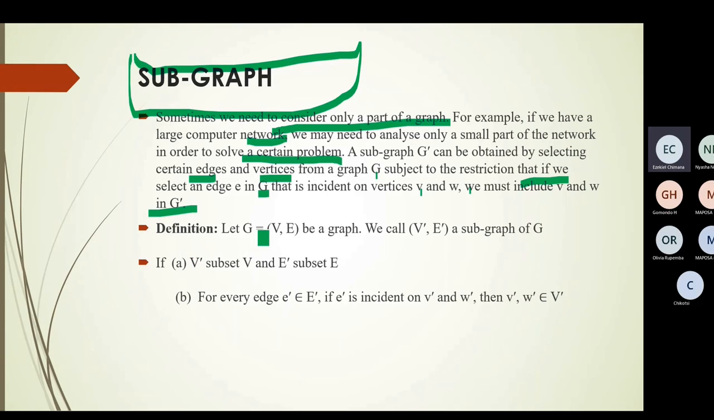So the definition: let G be a graph with V and E. We call V prime and E prime a subgraph of G if V prime is a subset of V and E prime is a subset of E, and for every edge in E prime, if E prime is incident on vertices V and W, then V and W are elements of V prime.